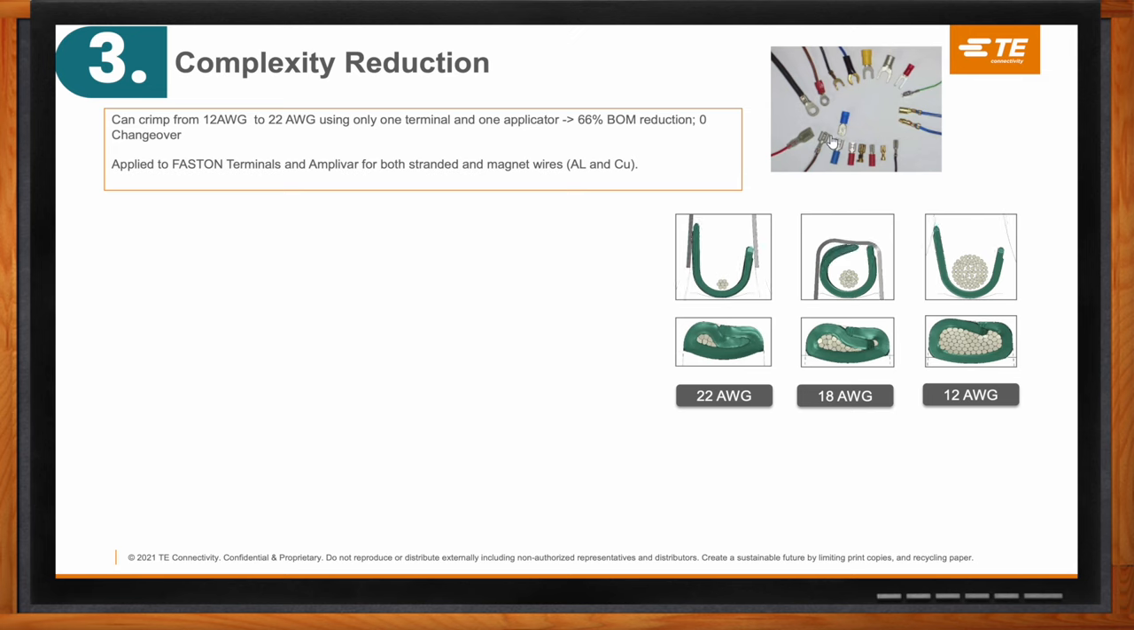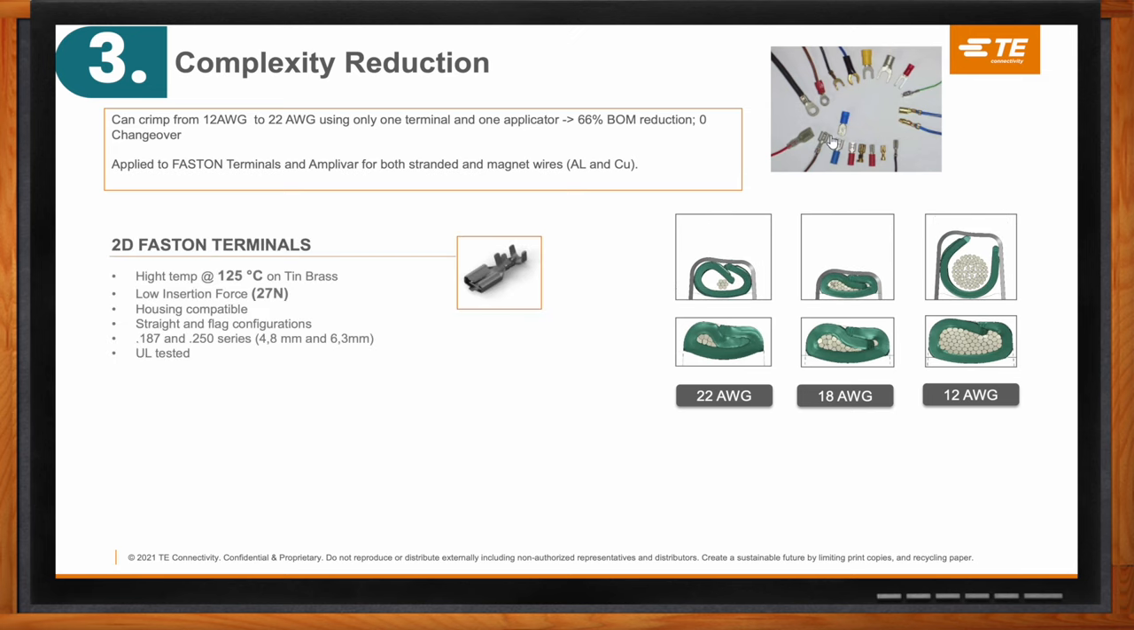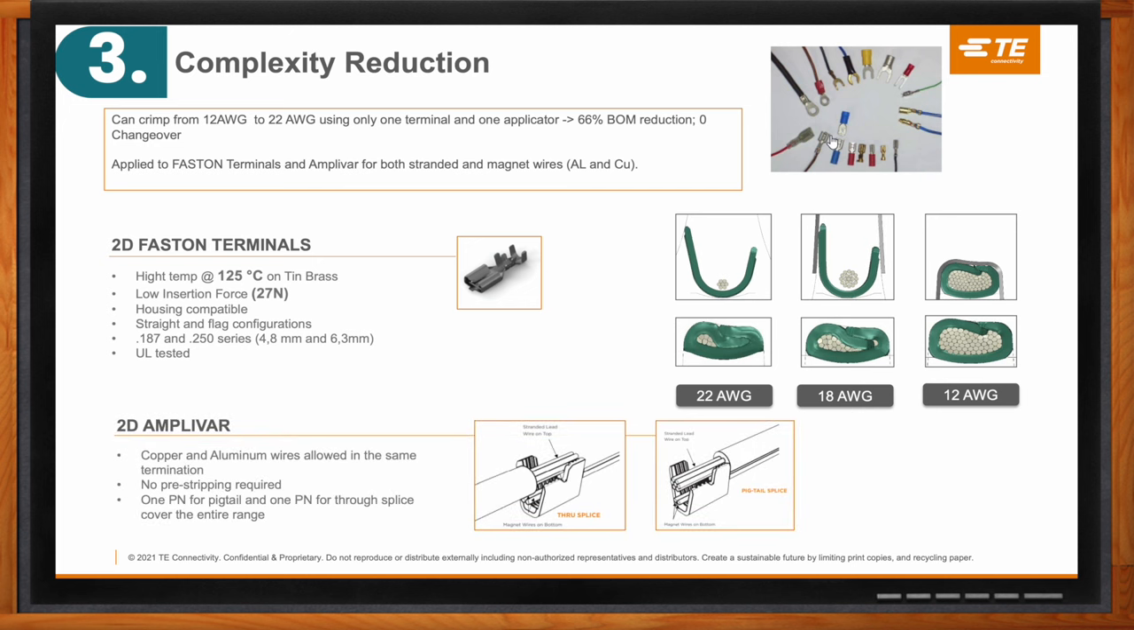So really listening to the voice of the customers, we have developed two solutions. They are called the 2D Faston terminals and the 2D Amplivar, which are basically relying on a crimping technology that unblocks and allows to use the same type of terminal in a very wide variety of AWG range, from 22 to 12, using the same terminal. Up to now, each of the different AWG ranges required a different terminal, and each change in terms of terminal would require a changeover in the production at the harness maker for the applicator that crimps that terminal.